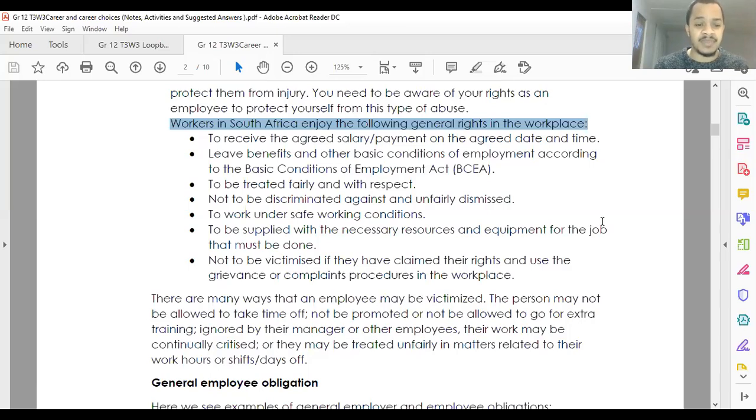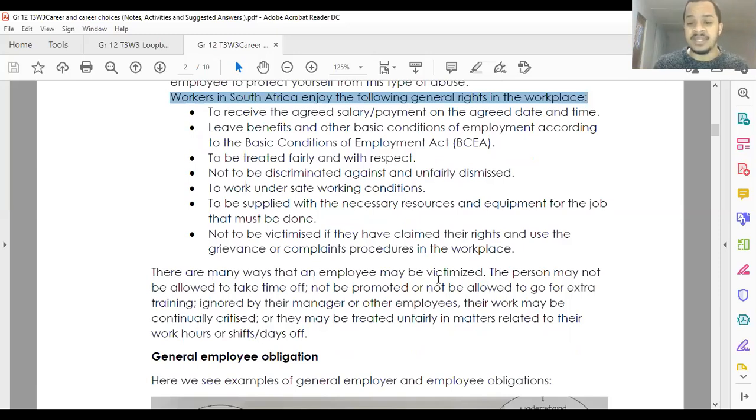Let's look at a few examples. There are many ways that an employee may be victimized. The person may not be allowed to take time off. You maybe want to take time off, but now the employer says, no, you can't do that. You're the one that followed the grievance process or procedure. Not to be promoted or not to be allowed to go for extra training, ignored by the managers or other employees. They are not allowed to do that. It is your right to submit the grievance procedure and follow that. So they're not allowed to victimize you.